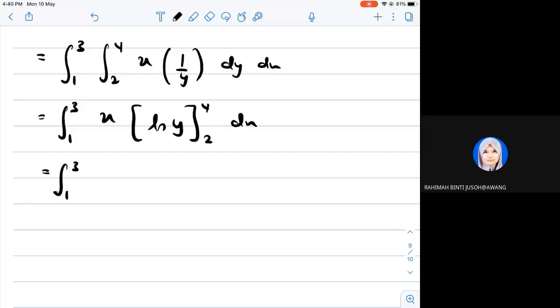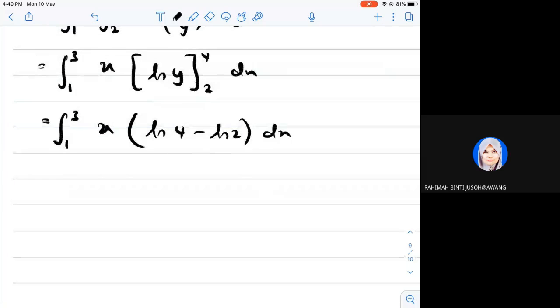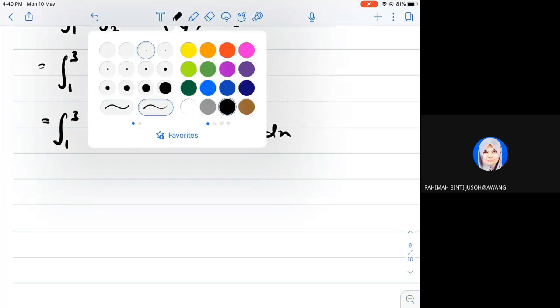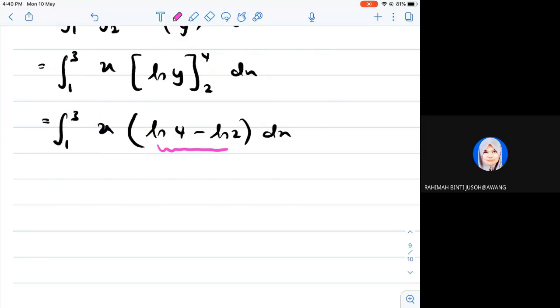So now, from 1 until 3, x times ln 4 minus ln 2. When ln is subtracted, it becomes division: ln 4 divided by 2. So it becomes ln 2, because of the subtraction.